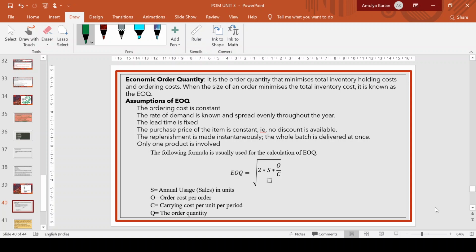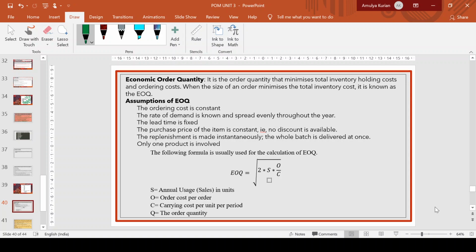Another one is lead time is fixed. That means once you have placed the order, the time taken to get the product in your production unit is fixed, and the purchase price of that item is constant. There's no discount available. Then the next one is replenishment is made instantaneously. That means if you order today, it will be replenished within a known period. And the last one is only one product is involved. So these are the assumptions.